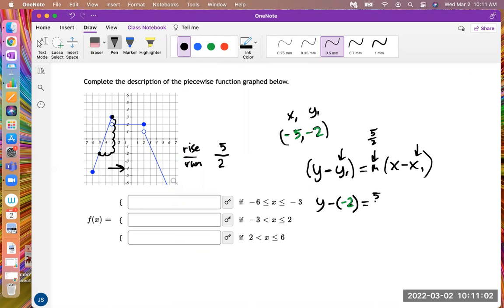That is common. Okay, and then I plug in the 5/2, and then I get x minus, and the same thing happens here. Whenever I substitute in, I usually like to use parentheses.